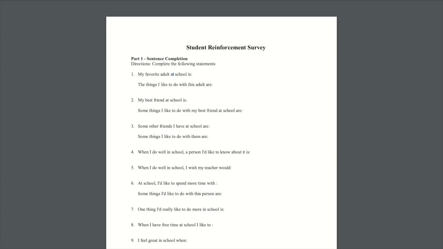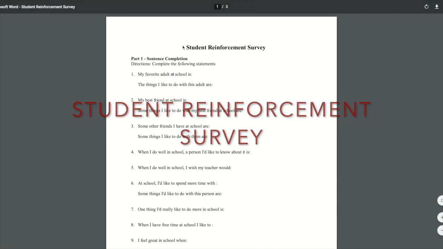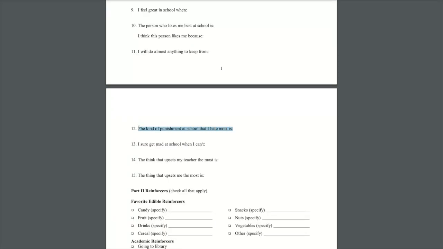First, let's take a look at this one, the Student Reinforcement Survey. This survey could be given to the student to complete or could be administered as an interview format with you just asking questions of the student. The survey begins by asking the student their favorite adult, their best friends, what they like to do in their free time. It even asks what kind of punishment at school they hate the most.